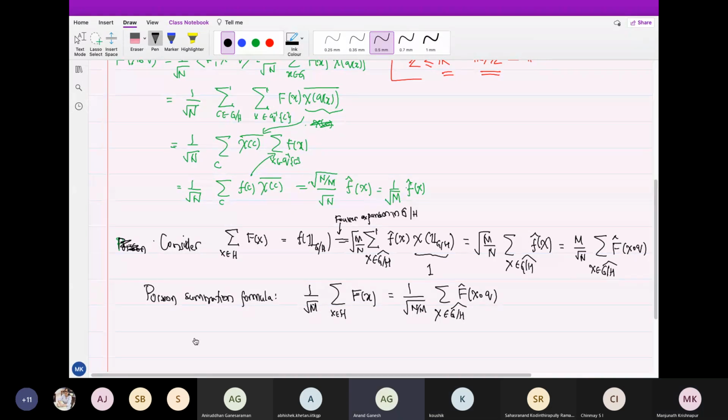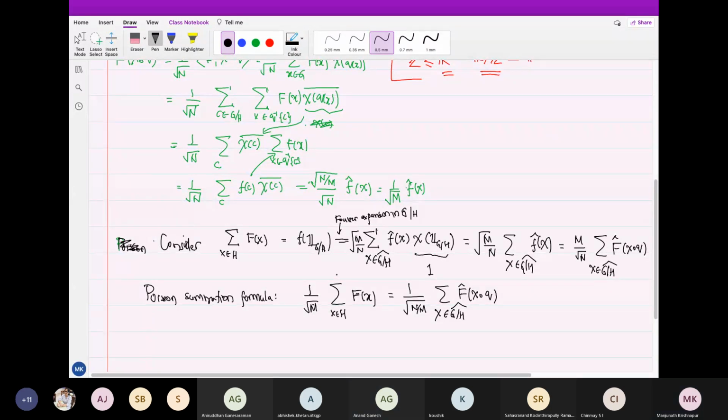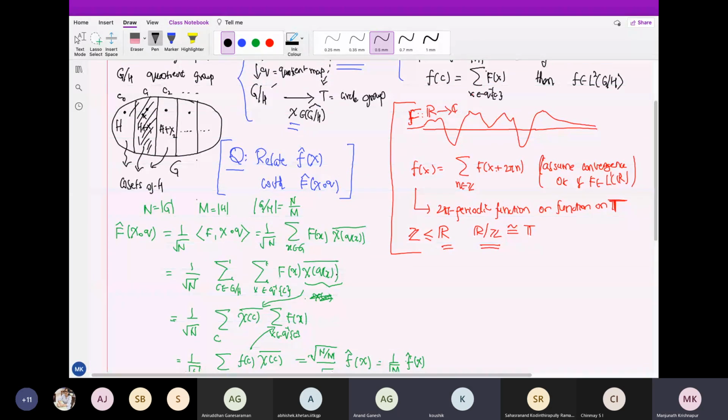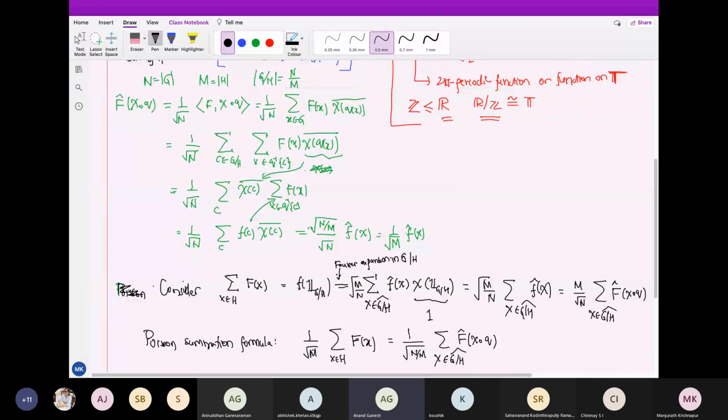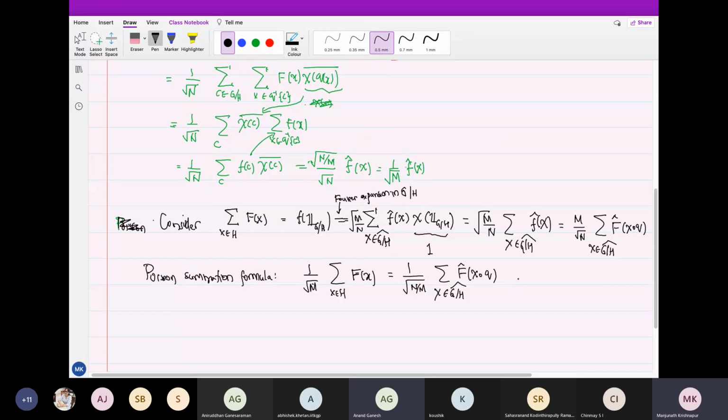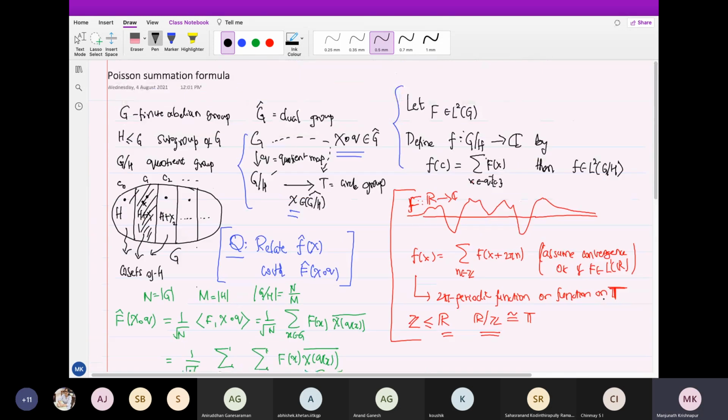Go ahead. So here Q is unspecified. Does that mean for all Q? Sorry, say it again. In this formula, Q is unspecified. In the Poisson summation formula, in the final line, we don't explicitly say anything about Q. Q is the quotient map from G to G mod H. So throughout, Q is the quotient map from G to G mod H. That's how I get the character of G from a character of G mod H, by composing with this.